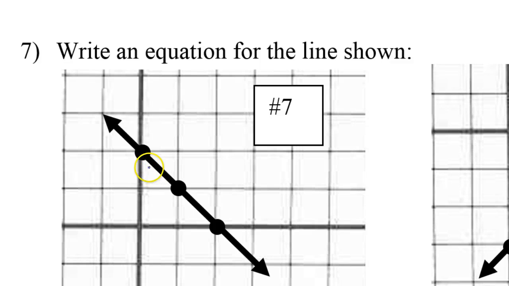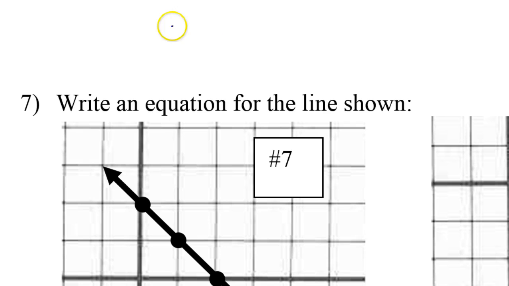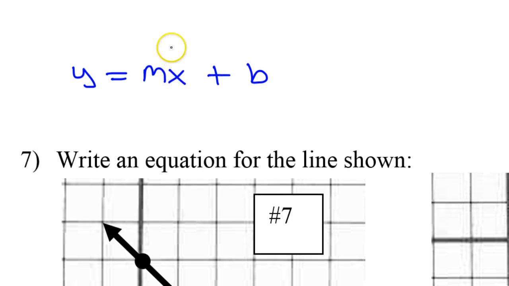Alright, in this video I'm going to show you how to write an equation when you're given the graph of a line. So I'm going to be using slope-intercept form, which is like y equals mx plus b. There are other forms, but this is kind of my favorite. So just remember that the m here represents the slope, and the b represents the y-intercept.